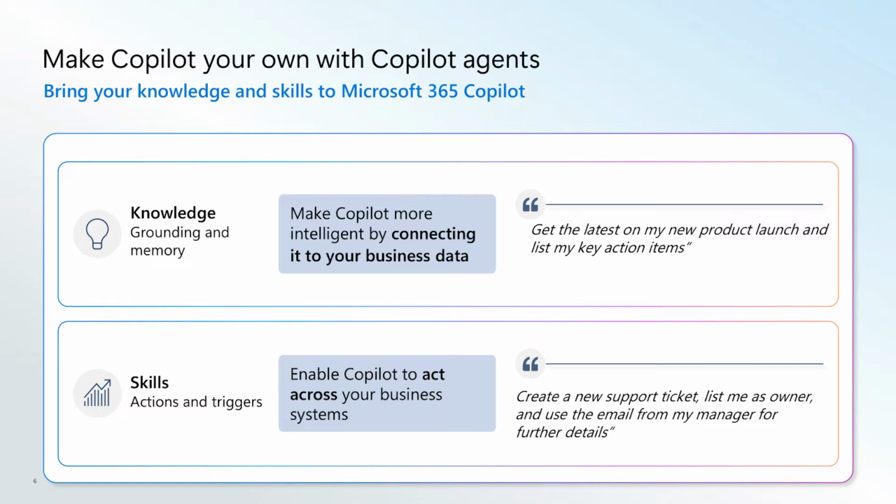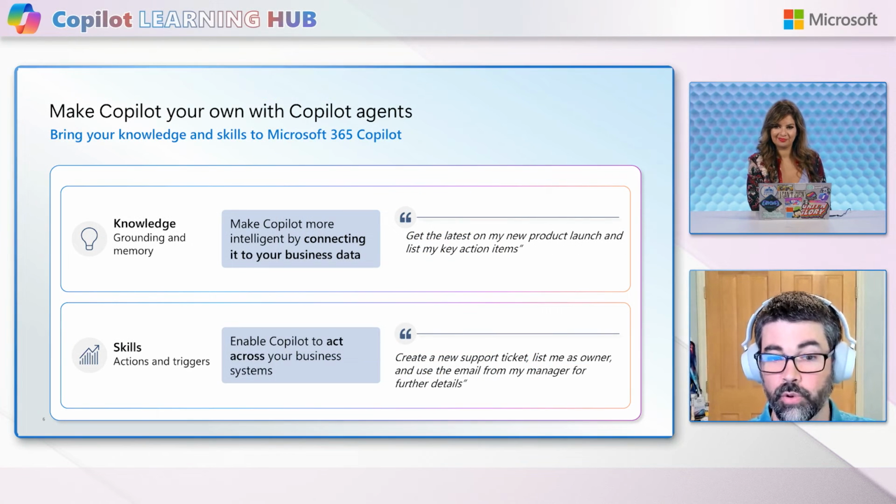Yep. And then you can compare this to skills, where I want to take some kind of action. As you were calling out a little bit earlier, I want to create a ticket somewhere, or schedule a flight, similar kinds of things where I want to take action in that source system. So maybe, create me a support ticket, list me as the owner, and use the email from my manager for further details. We're drawing from multiple systems, taking action inside of them, and supporting the user in whatever workflow they're trying to achieve.